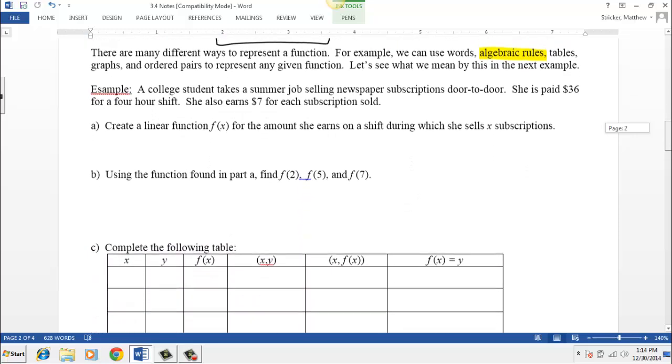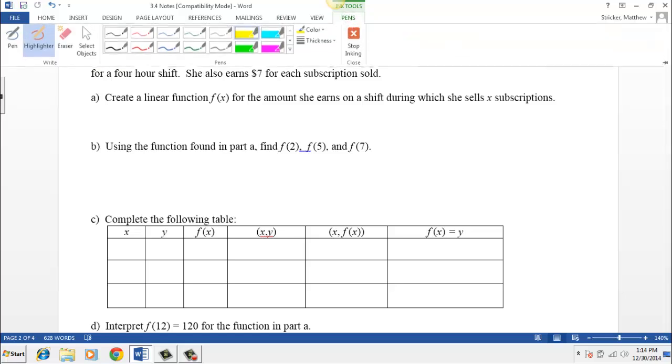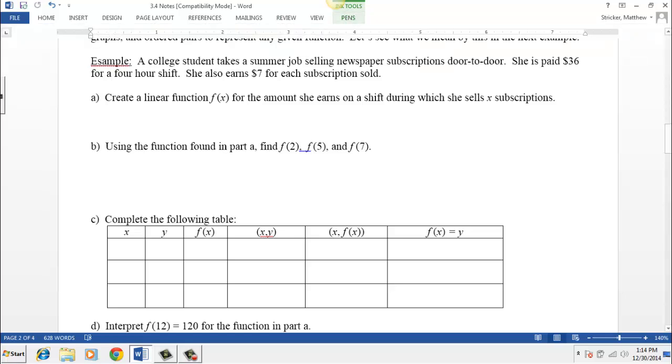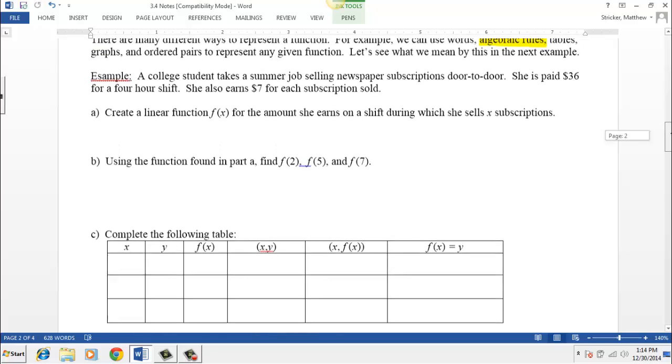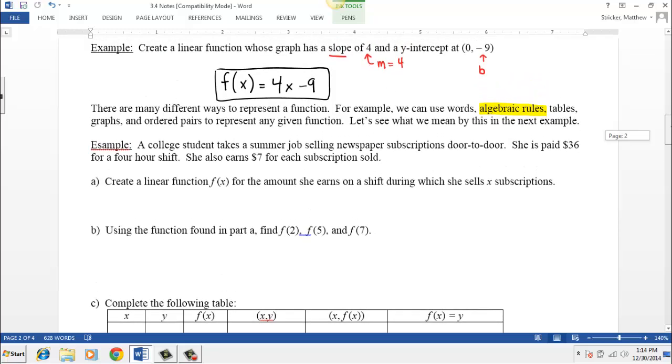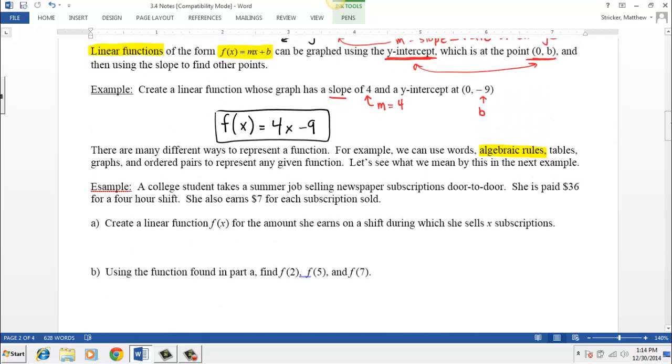So the example says a college student takes a summer job selling newspaper subscriptions door to door. She is paid $36 for a 4-hour shift, but she also earns $7 for each subscription sold. And part A says create a linear function for the amount she earns on a shift during which she sells x subscriptions. So let's go back to linear functions, because they want us to find a linear function. That means we're going to need an m, and we're going to need a b.